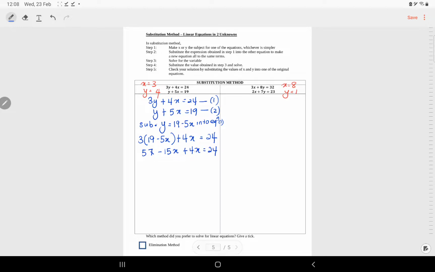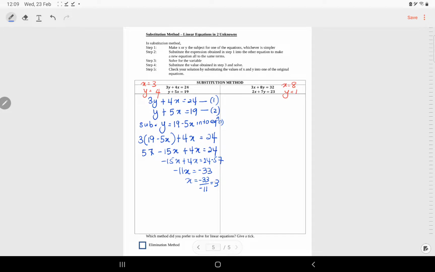Okay, if I bring the 57 to the other side, it will be negative 15x plus 4x equals 24 minus 57. Negative 15x plus 4x is negative 11x. 24 minus 57 is negative 33. So my x equals negative 33 divided by negative 11, which gives me positive 3.